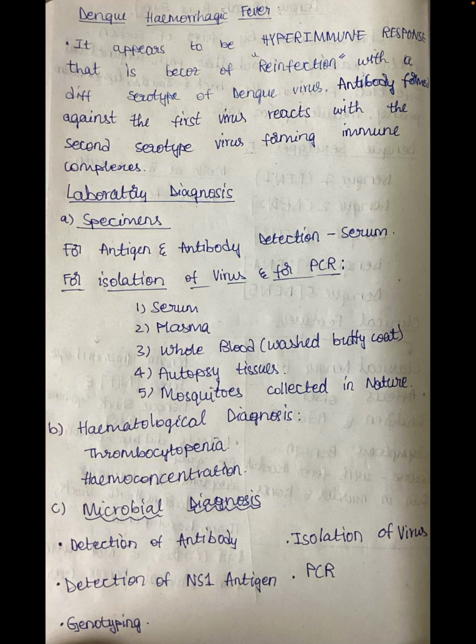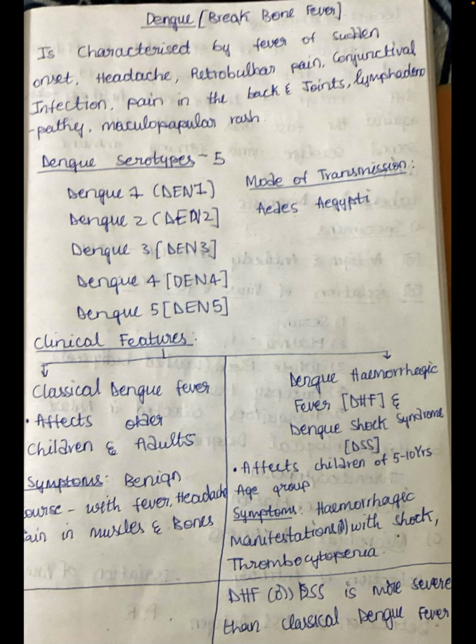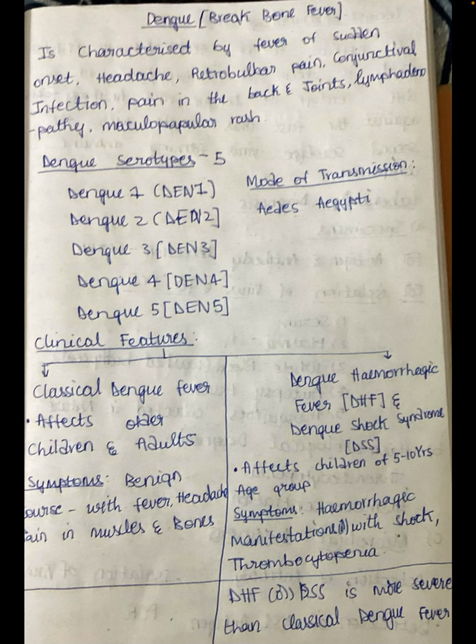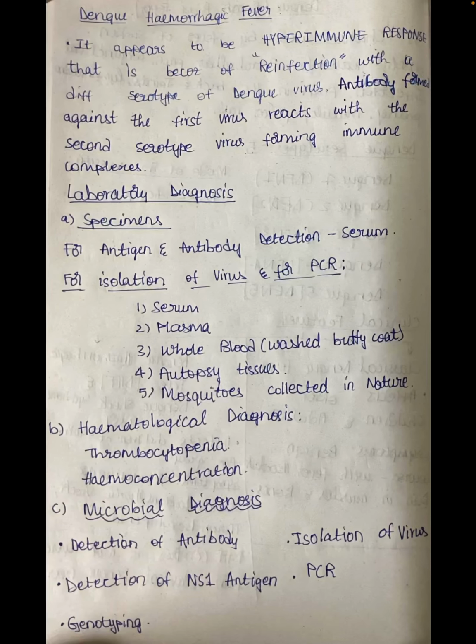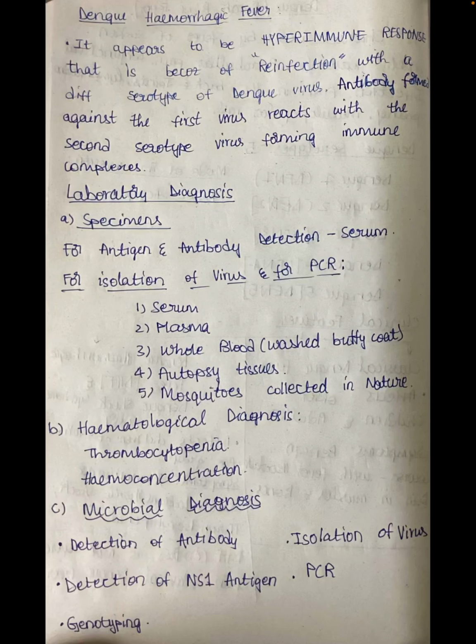Dengue hemorrhagic fever appears to be a hyperimmune response, that is because of reinfection with a different serotype of dengue virus. Antibody formed against the first virus reacts with the second serotype virus, forming immune complexes. For example, if the person is affected with DEN1 serotype of dengue, and the person later affected with DEN3, then the antibodies which are formed against DEN1 will react with DEN3, leading to hyperimmune responses.